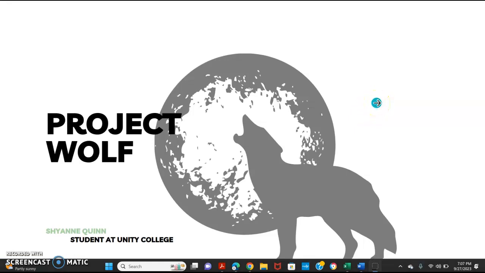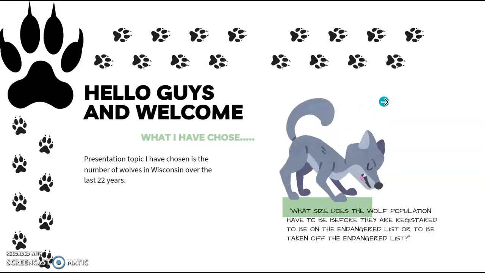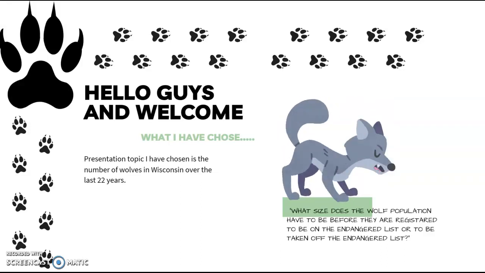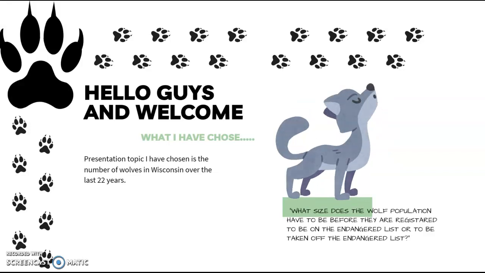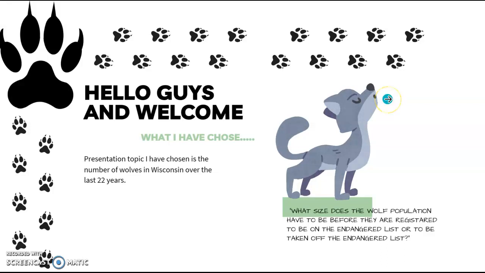My name is Cheyenne Quinn, a student at Unity College. The topic I have chosen is the number of wolves in Wisconsin over the last 22 years. I have chosen this topic because of my love for wolves. I am curious to see the data and see how our wolf population has fluctuated over time.